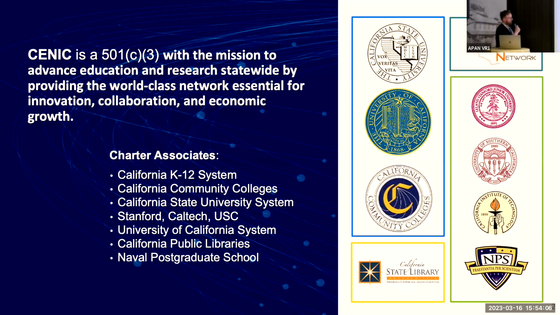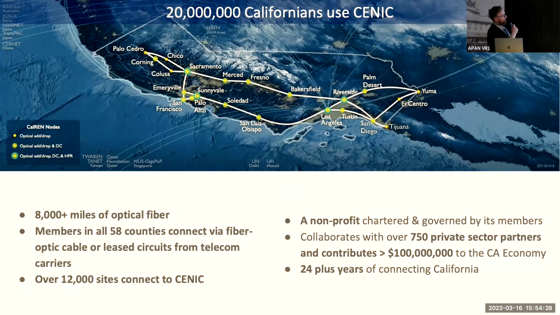So just very quickly about Scenic, we operate California's research and education network called CalREN. We're kind of a consortium of schools, universities, libraries, and some colleges. We serve around 20 million Californians who use our services one way or another through their education and research.